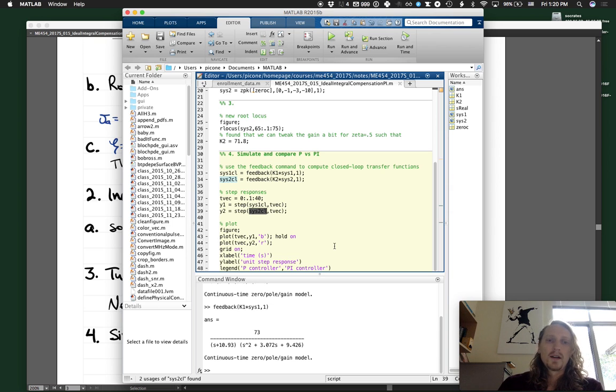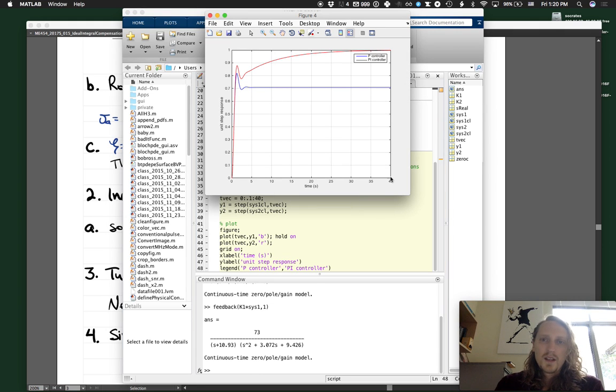Now all we need to do is plot these responses. So let's plot them together on the same plot. So open a figure, plot y1, which is the response for the proportional control, and y2, which is the response for the PI control. And we'll turn the grid on, and we'll label them: time for the X label, unit step response for the Y label, and we'll do a legend and label each trace, the P controller and the PI controller. So let's see what results.